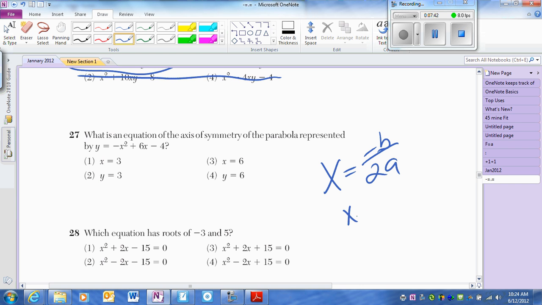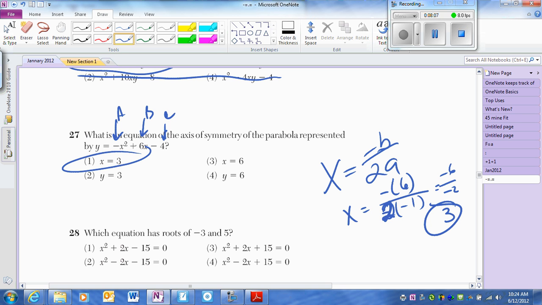X equals negative b over 2a. You must memorize that. Negative b is negative negative 6, over 2 times negative 1. A is, remember, this is A, this is B, this is C. Negative 6 over negative 2 is positive 3. X equals positive 3. By the way, y equals r. It couldn't be the right answer.